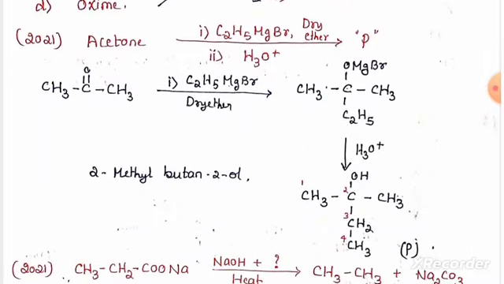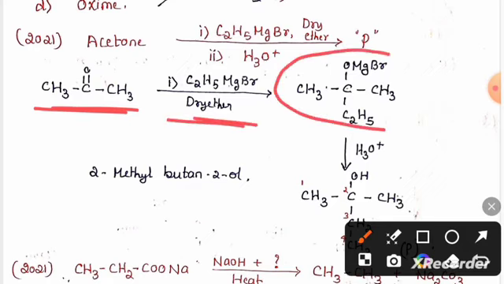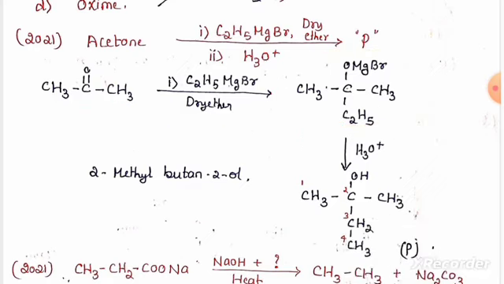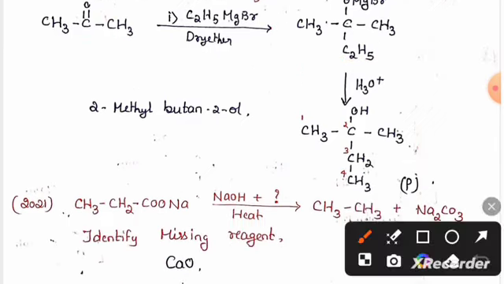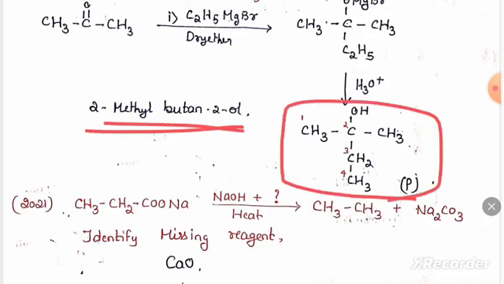In the next question, acetone on treating with Grignard reagent, ethyl magnesium bromide followed by dry ether, we will get the product P. So on treating acetone with Grignard reagent, there is a formation of intermediate, and this on hydrolysis there is a formation of one alcohol, and the IUPAC name of this alcohol is 2-methyl butan-2-ol.